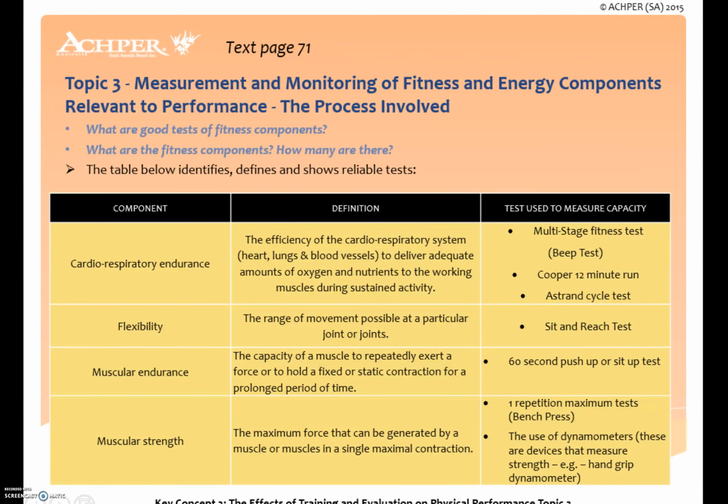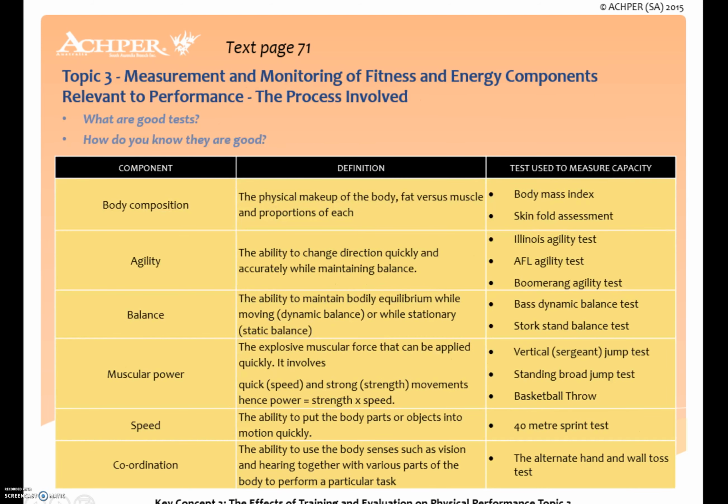All right, so if we're looking at good tests of fitness components, the below table shows things like cardiovascular endurance. We have our multi-stage fitness test, our Cooper's 12-minute run, our cycle test. Things like flexibility, the sit and reach test. Muscular endurance, we have our 60-second push-up or sit-up test. Muscular strength, we have our repetition bench press, our use of grip strength dynamometers and things like that. So things that you have been exposed to throughout your schooling.